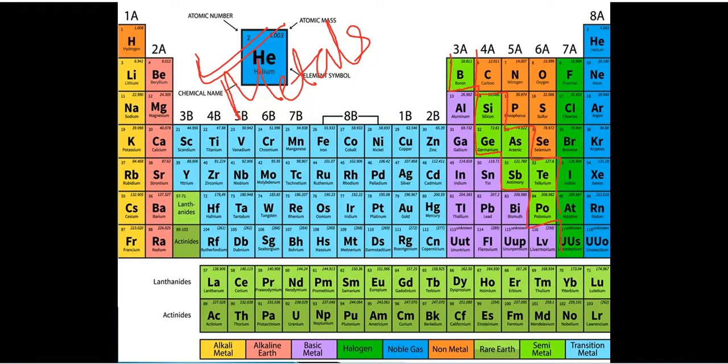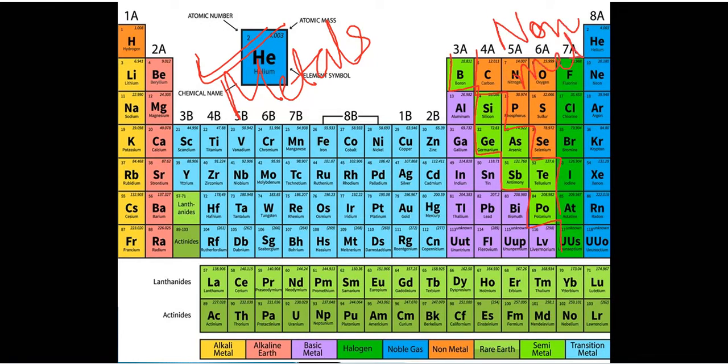These are the metalloids. What are metalloids? Metalloids are those elements which have some properties of metals and some properties of nonmetals. Examples of metalloids you can write: boron, silicon, germanium, arsenic, antimony. If you learn 2-3 examples of metalloids, it will be enough for you. Generally questions are asked from this section also. What are metalloids? Give example. So you can write: metalloids are those elements which have some properties of metals and some properties of nonmetals. Example: boron, silicon, germanium.